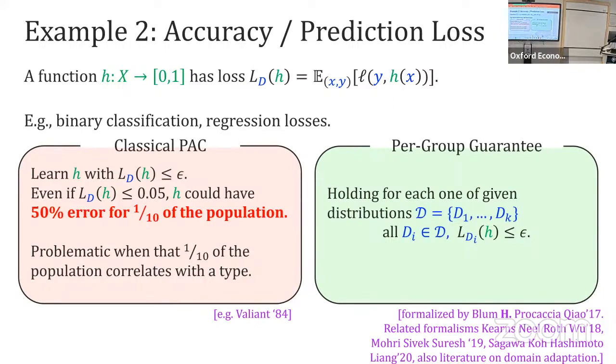So if I think about multiple individuals within the same group as being more or less the same, in the sense that the group is representative of them, then this type of guarantee makes sure that we are not giving very high prediction loss to some group and very low to other groups.